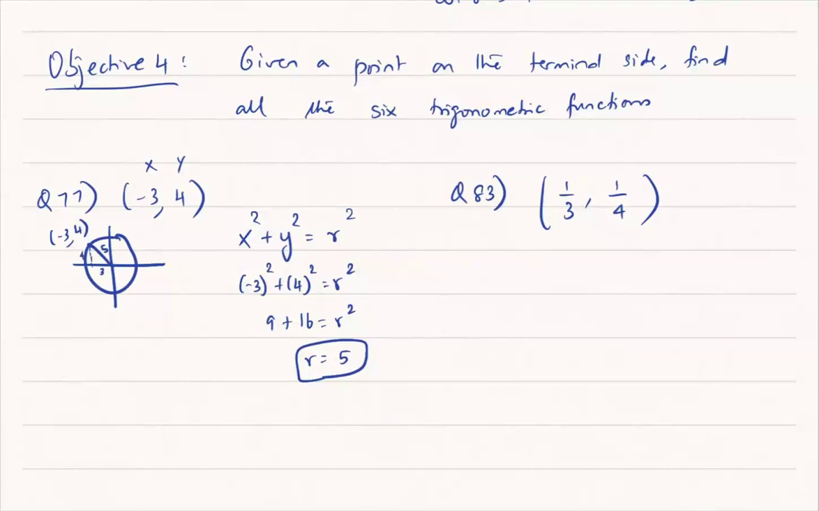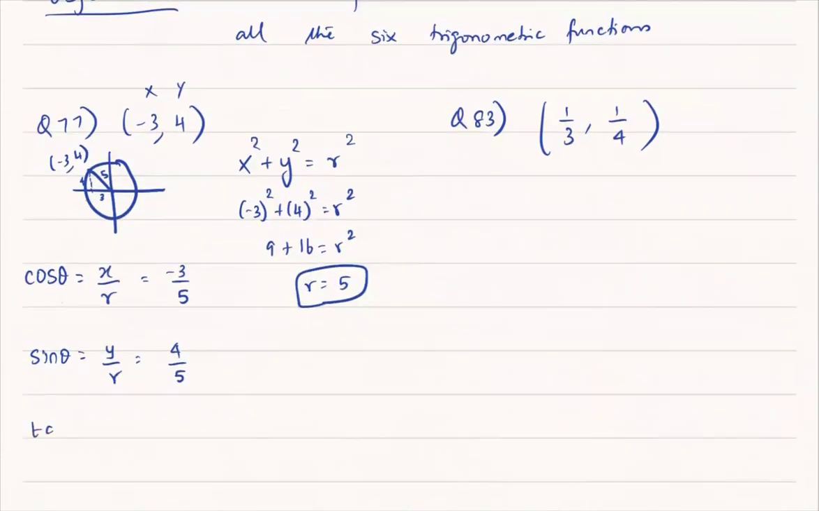Okay. So now cosine theta is no longer just x, but it is x over r. Okay. So whenever your circle is not the unit circle, make sure that you include the r component. So x over r, which is negative 3/5. Sine theta, y over r, 4/5. Tan theta, y over x, negative 4/3.